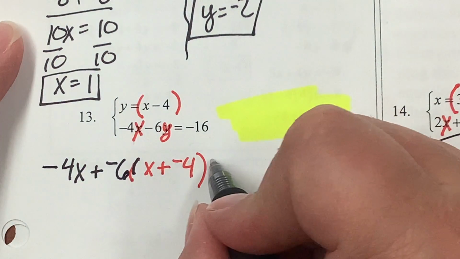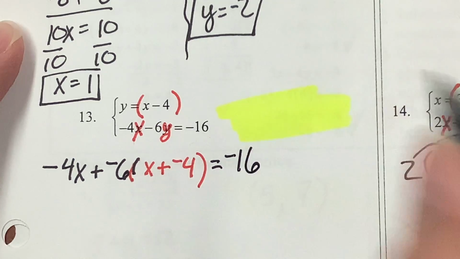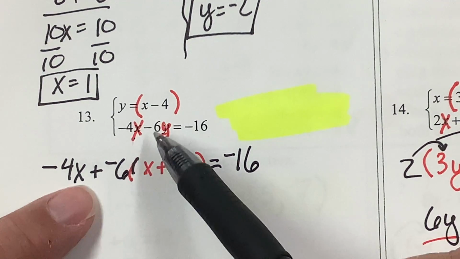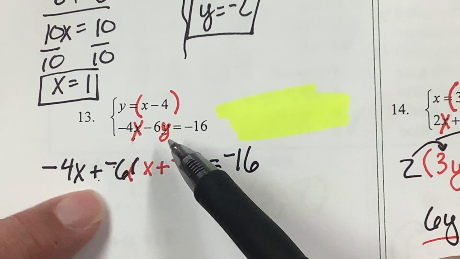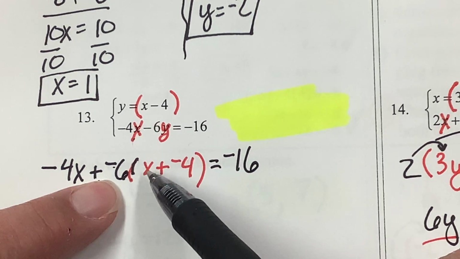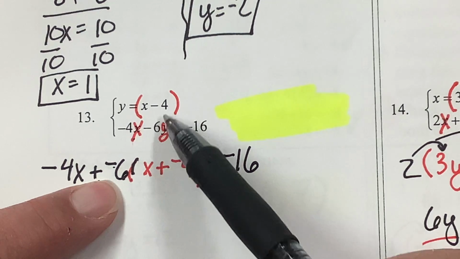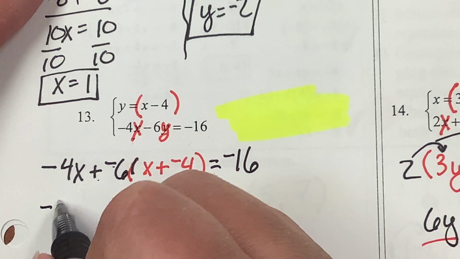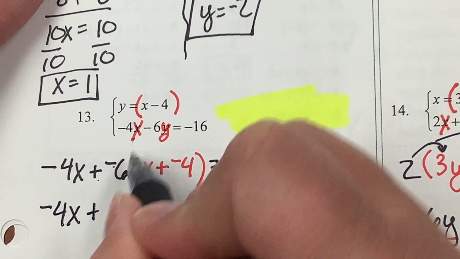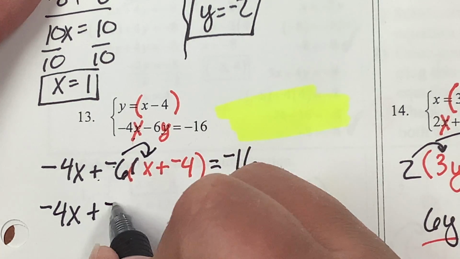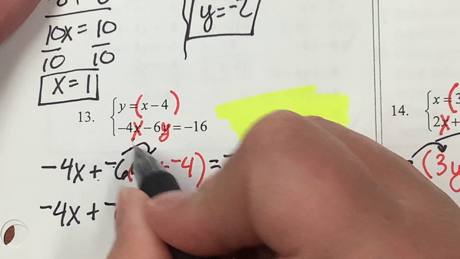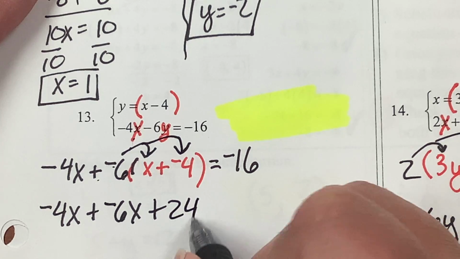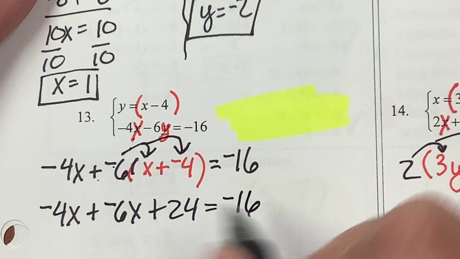Oh my goodness, I'm throwing my pens everywhere. It's negative 16. Let me just double check that because I was having brain issues. Negative 4x minus becomes plus a negative 6 in the parentheses x plus negative 4 because minus is plus a negative. There we go. All right, that's better. Negative 4x plus negative 6 times x, negative 6x plus negative 6 times positive 4, 24, equals negative 16.